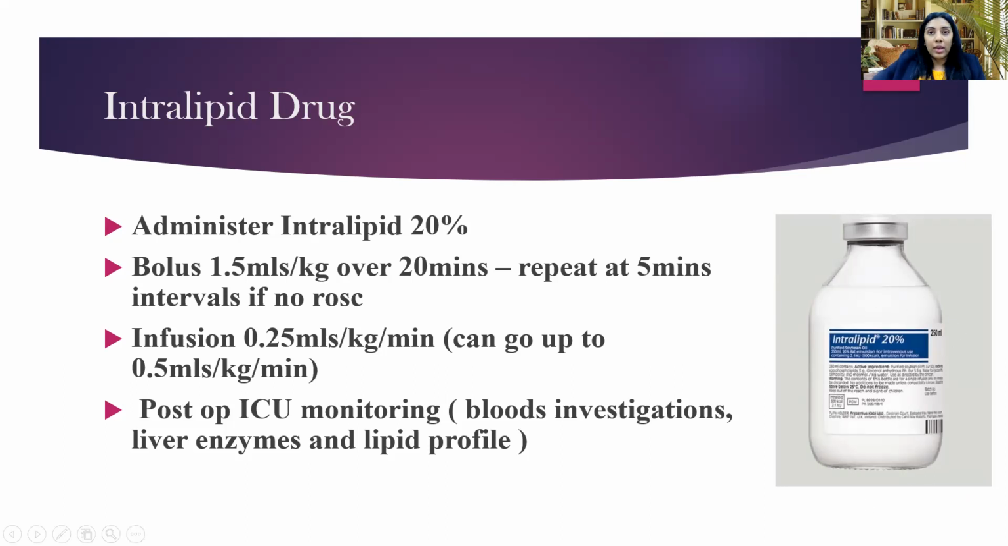So once you encounter LA toxicity, you need to prepare, give 1.5 mils per kg over 20 minutes, repeat at 5-minute intervals. You can give up to 3 times your bolus before starting your infusion. Infusion, you can run from 0.25 mils to 0.5 mils per kg per minute. Once you have given your intralipid drug, you need to send the patient post-op for ICU monitoring. Repeat your liver enzymes and lipid profile because a patient can get transaminitis or dyslipidemia from the amount of intralipid that is given.